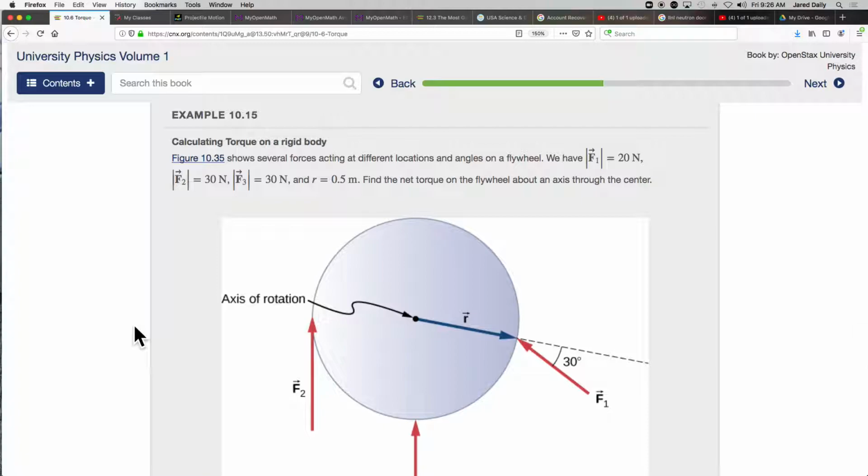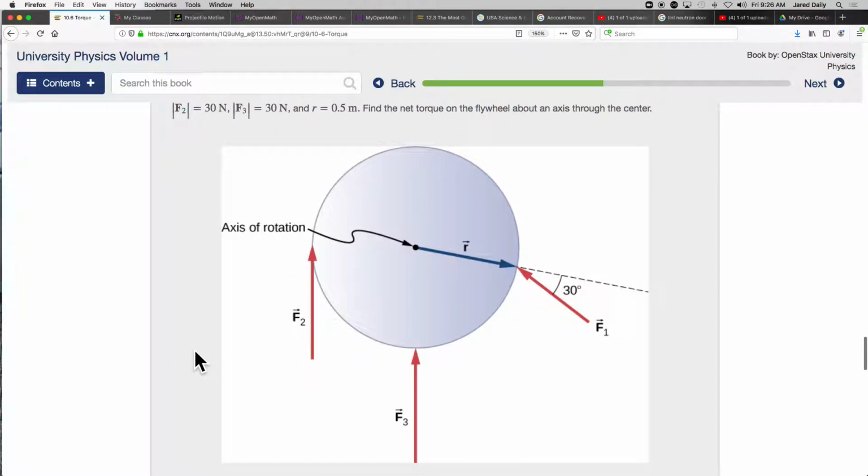So here is an actual object. It might be a disc or a ball or something like this. In this case, I guess it's a flywheel, so it's probably a disc. And we have three forces acting on it. One of these forces is not exerting a torque relative to the center of the ball. Which one?